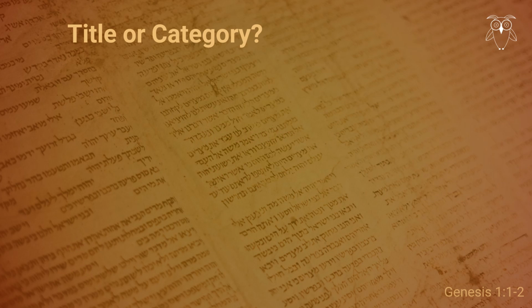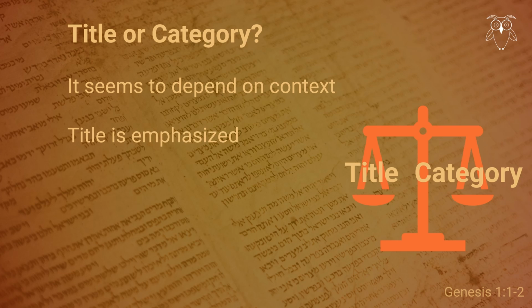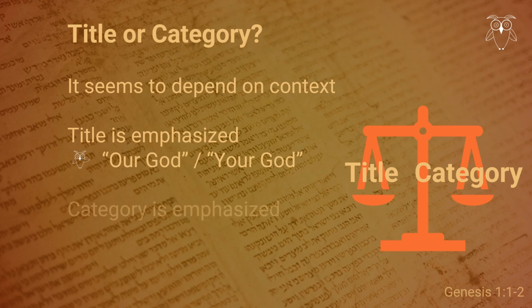Is it a title or a category? It seems to me that it depends on the context. Either can be intended or emphasized. In some cases, the title aspect seems to have the emphasis. For example, when it talks about our God or your God. But at other times, it seems to be the category, the type of entity that is emphasized. Or being within the category is a prerequisite or a necessary condition for the title to be valid.